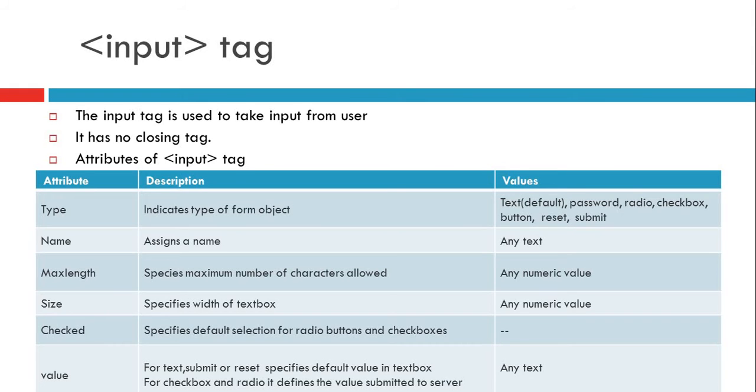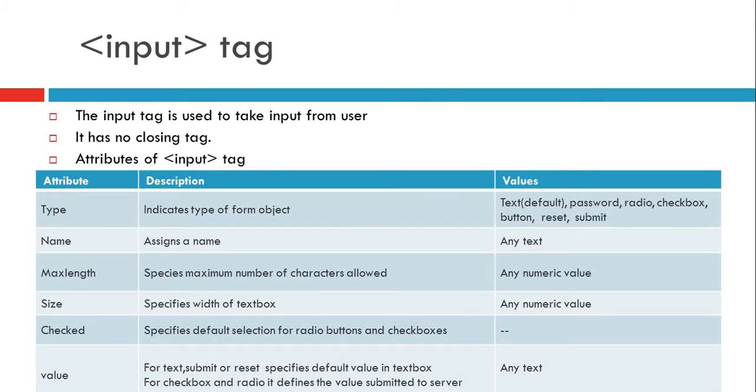Again students, all these values we are going to understand with the example. The next attribute is name. Name attribute assigns a name to the text box. It can take value as any text. It is going to indicate to the browser that this particular text box has a particular name. Next attribute is maxlength. Maxlength is going to take value as a number. It is going to specify the maximum number of allowed characters.